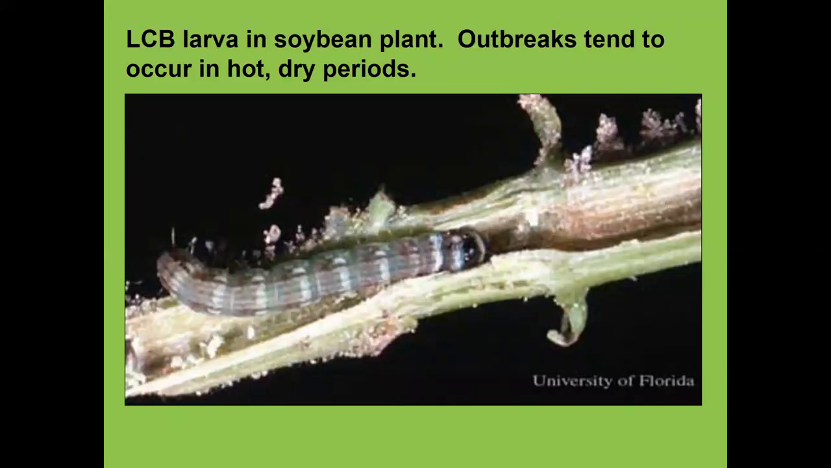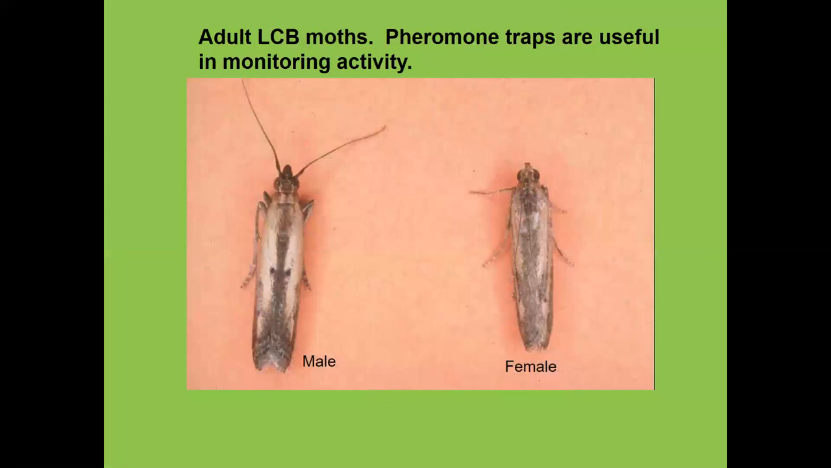During wet weather, they can burrow clean through the top of a 12-inch tall soybean plant and come out the top. This is the moth that you can trap with pheromones. There's a model that was developed at Auburn University to help people use the pheromone traps and monitor the weather data to predict when lesser corn stalk borers are going to be an issue.